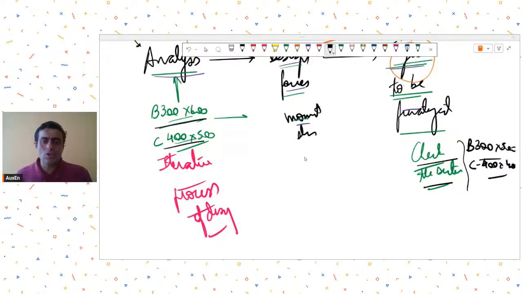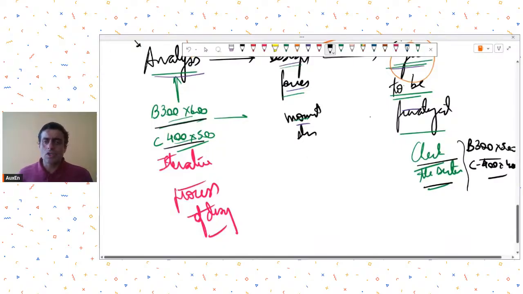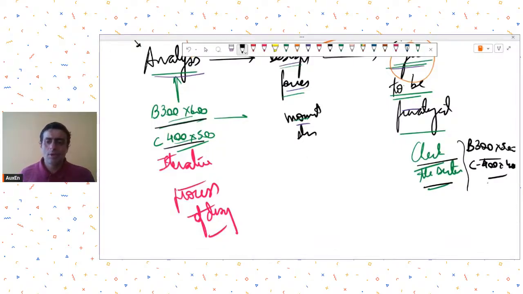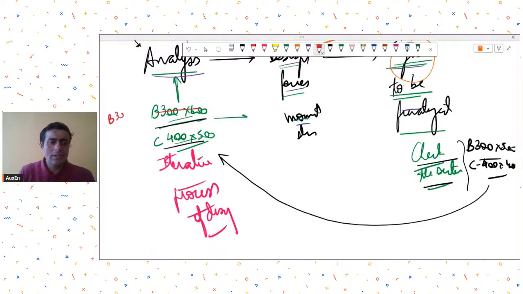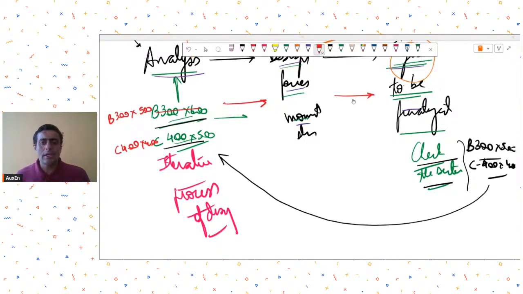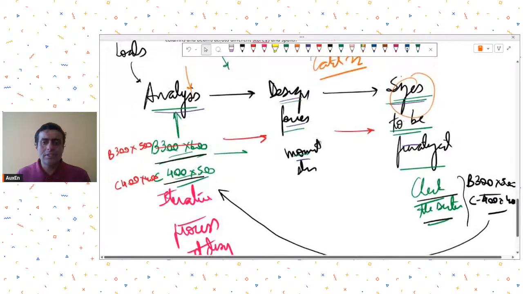I find this out now. So can I stop at this process? The answer is no, because I need to go back and change this size now. Why change the size? Because as you know, the analysis results are stiffness based. So I will change this size, again run the analysis, get the design forces and moments, and check for this size.